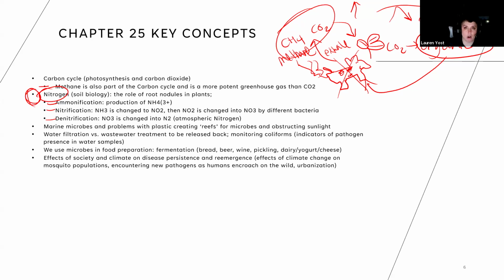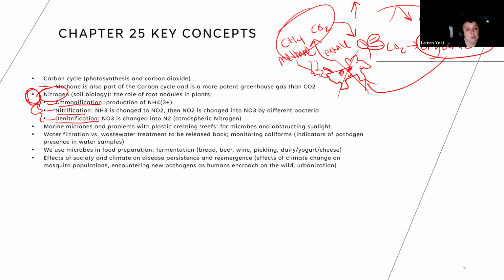So the processes involved in that are ammonification, where we produce ammonia. We have nitrification, where we take ammonia and change it to nitrite, and then turn that into nitrate by other bacteria. And then denitrification, taking nitrate and turning it into atmospheric nitrogen. All these play a role in the cycle of nitrogen in our environment. Again, you just need to be able to recognize that ammonification, nitrification, and denitrification are processes involved in the nitrogen cycle. That's all you need to know about them.